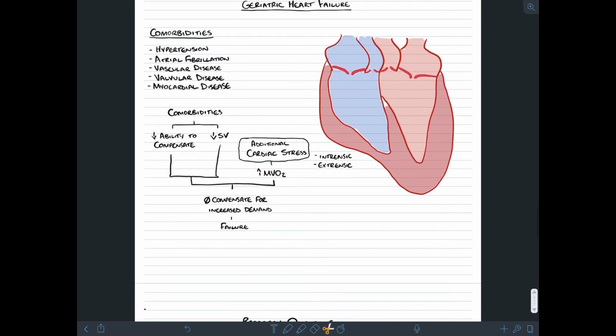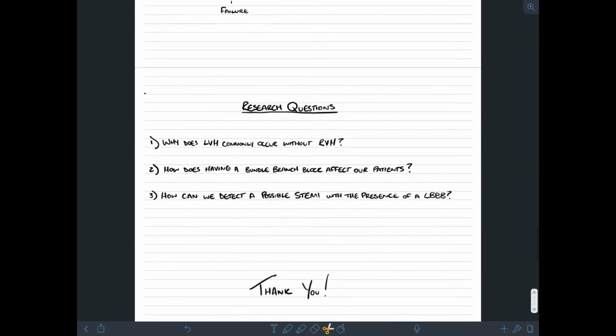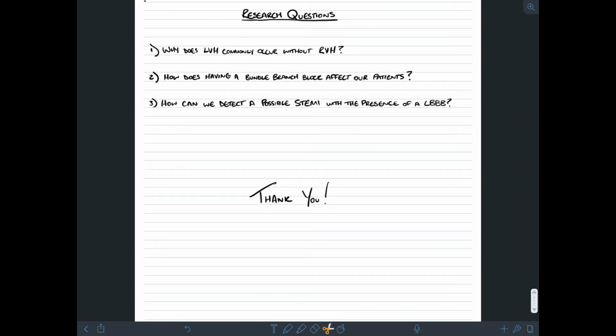Okay, guys, so I hope that was all clear for you. I do have some questions if you want to continue on, some questions to study, just to help complete your understanding of this topic. So the first one is, why does left ventricular hypertrophy commonly occur without the right ventricular hypertrophy also occurring? There is an answer why. I don't know if I actually mentioned that within the presentation, but there is a specific reason why.